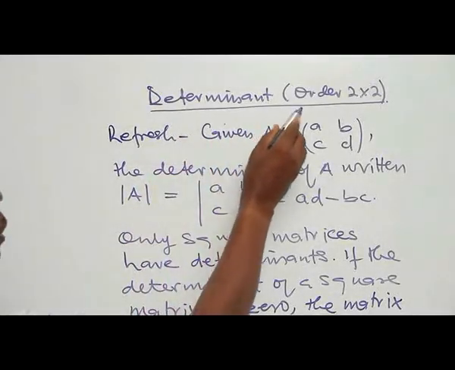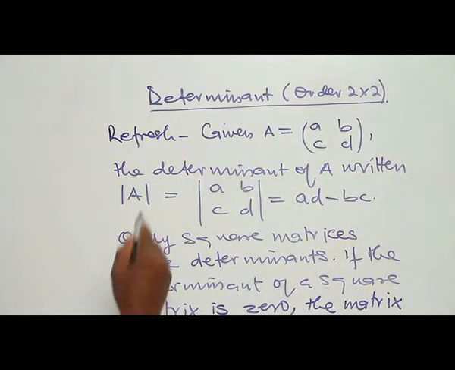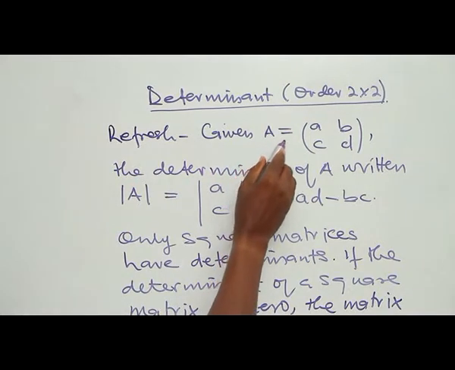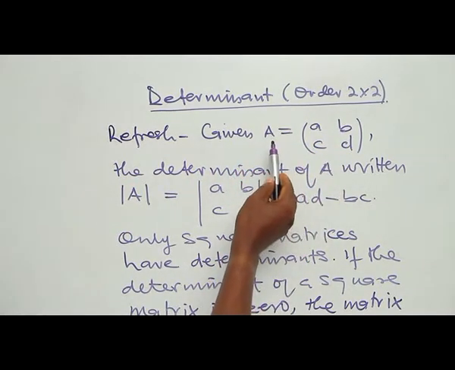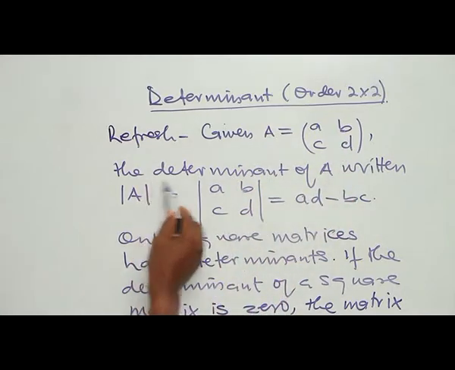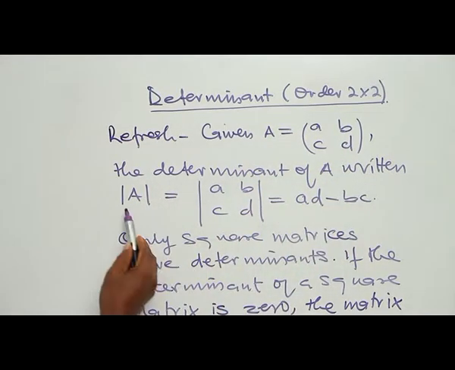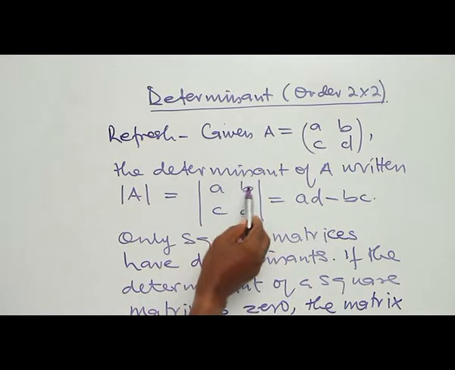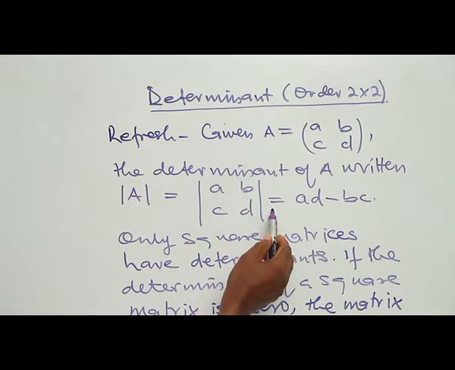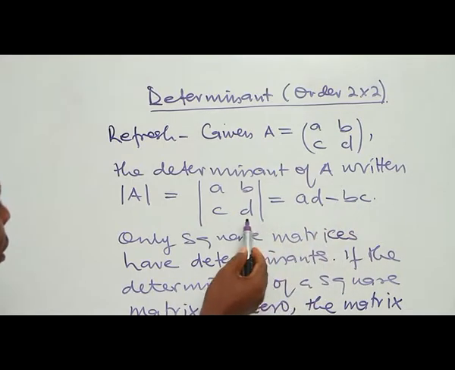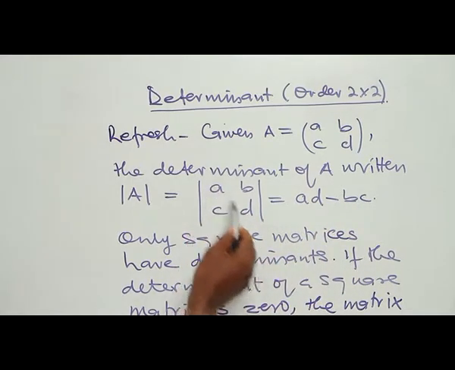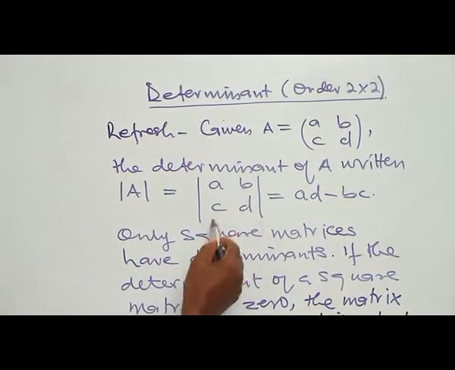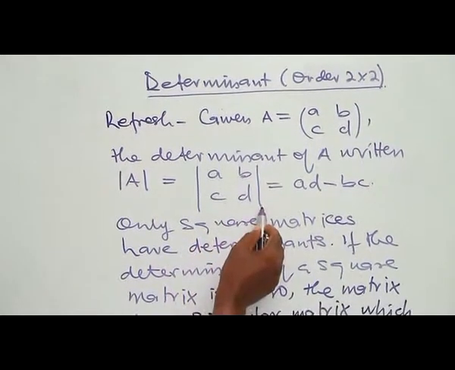Determinants of order 2 by 2. Let's refresh. Given A equal to the matrix A, B, C, D, the determinant of A, written modulus of A, is equal to the modulus of the elements A, B, C, D, and this is calculated as AD minus BC. The product of the elements in the main diagonal minus the product of the elements in the other diagonal in a 2 by 2 determinant.